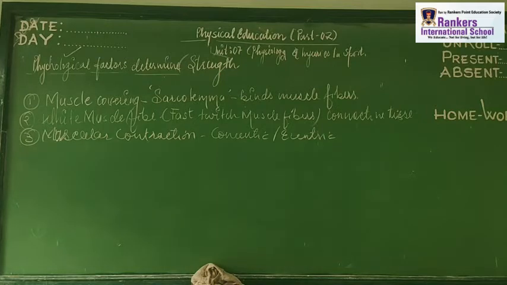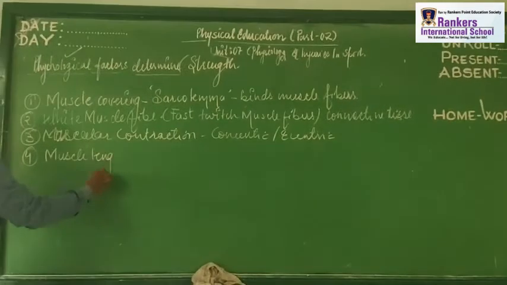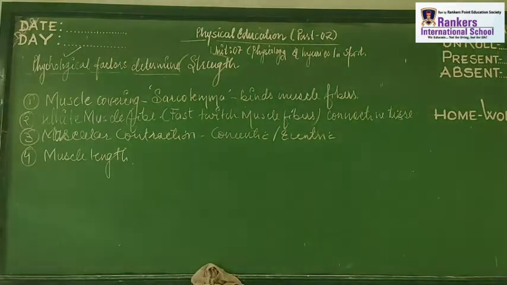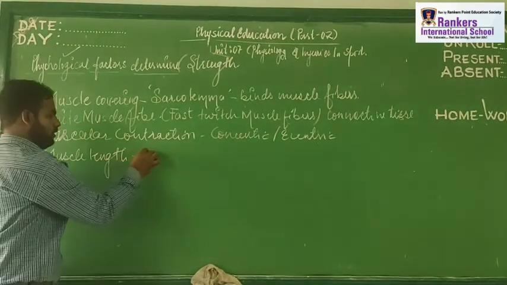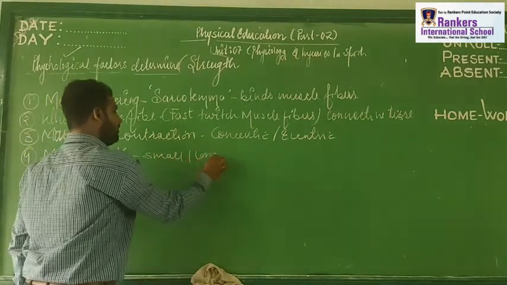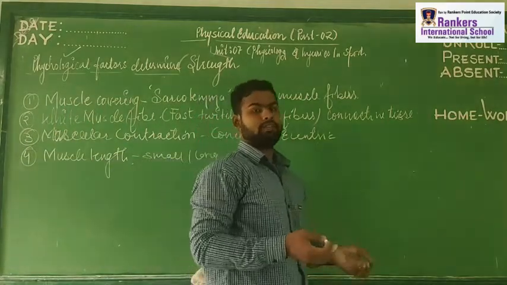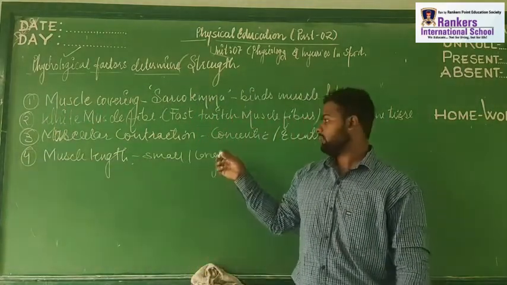So next is muscle length. What I'm telling you exactly now is that our body has different muscles, small muscles, long muscles, etc. The more the length of the muscle, the more intensity it has to hold weight. It means more strength.